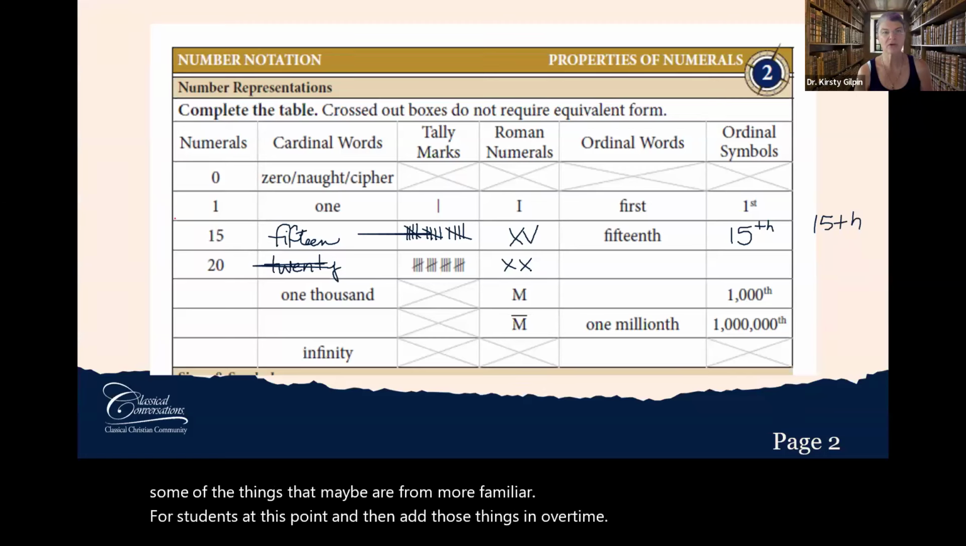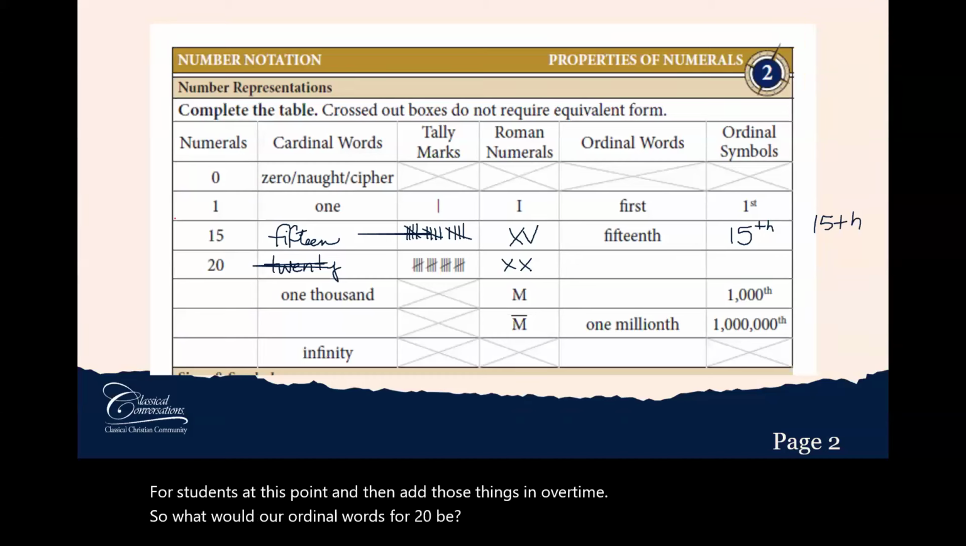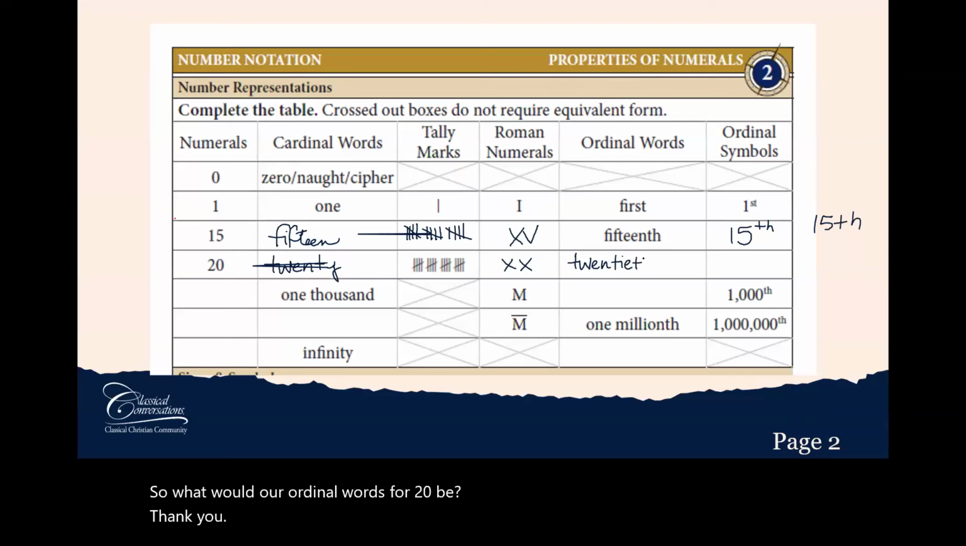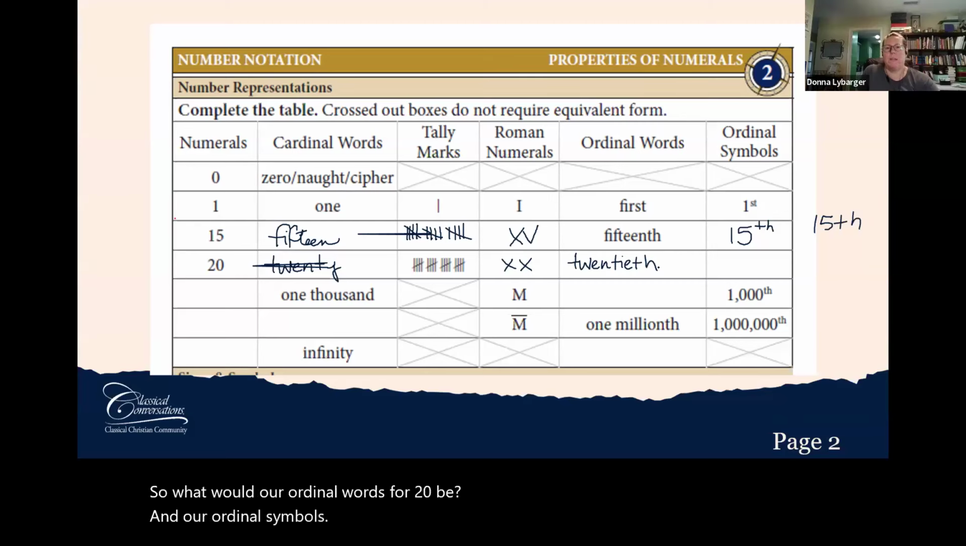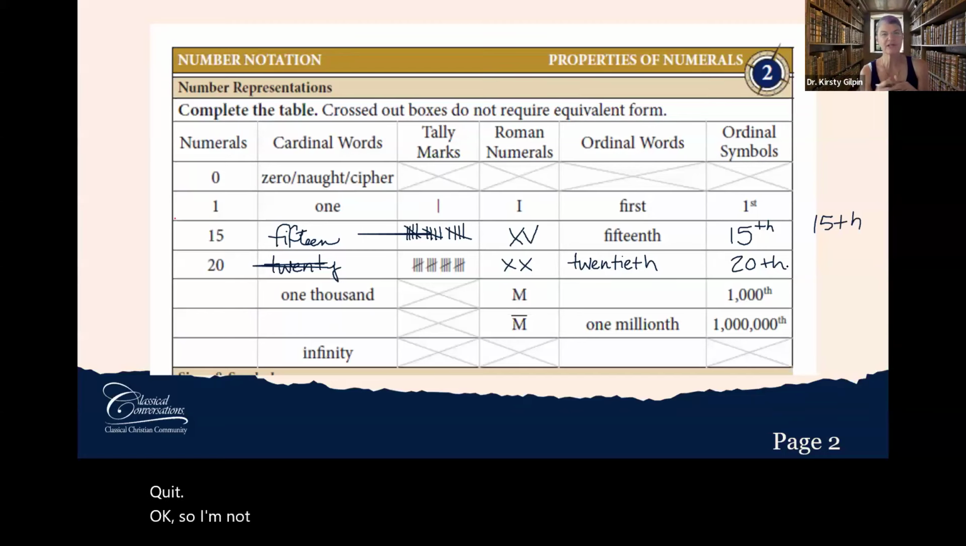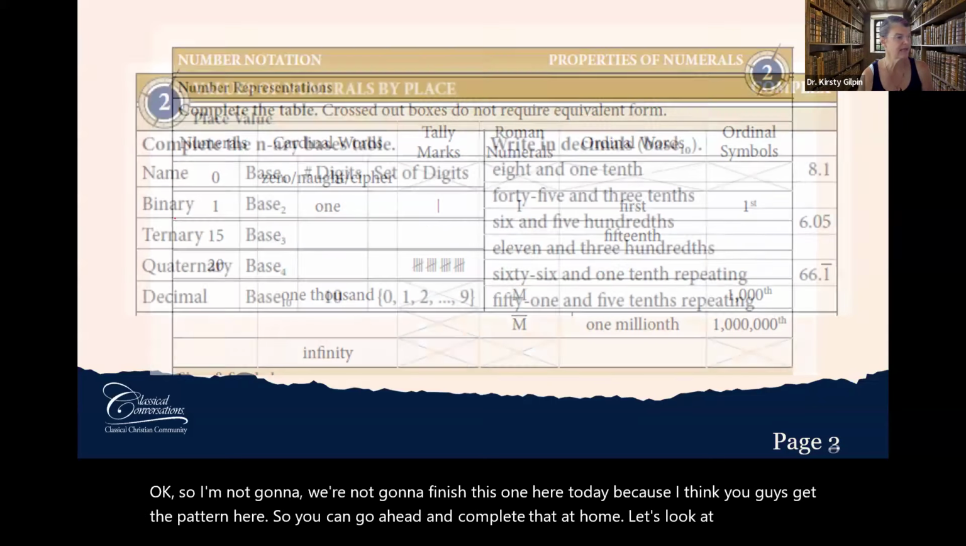So what would our ordinal words for 20 be? 20th. And our ordinal symbols? 20 with the TH. Okay. So we're not gonna finish this one here today because I think you guys get the pattern here. So you can go ahead and complete that at home. Let's look at page 3 together.